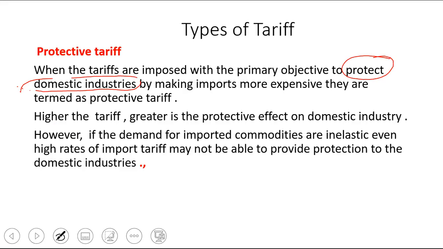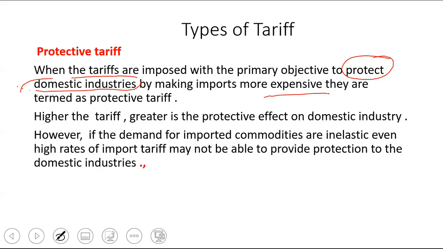Protecting the industry within the home country is the most important thing. How can it protect it? By making imports more expensive, they are termed as protective tariff. When the government is making the import duty more expensive, then it is known as protective tariff.